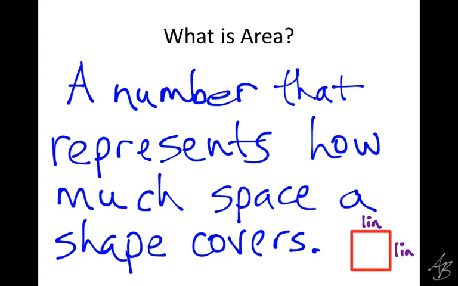Now, if we're talking about something a lot bigger than square inches, say the size of a town, we might use square miles. So instead of each side of the square being 1 inch, if we're talking about square miles, then we're talking about a square that is 1 mile on each side.